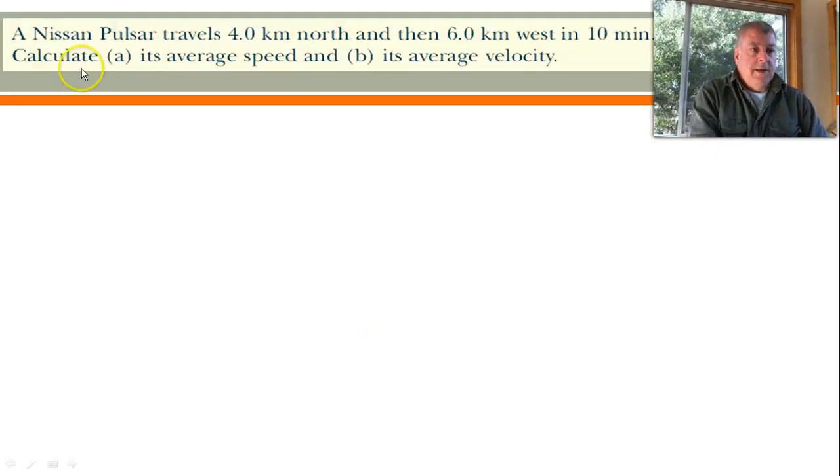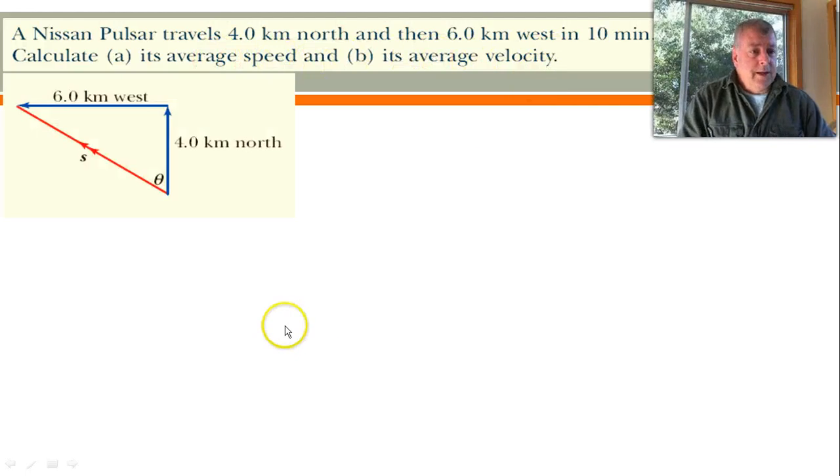Let's do another one. Here's a Nissan Pulsar. A long time ago I used to drive one of those, blew it up when it ran out of oil, or oil seal broke. This Nissan Pulsar is travelling 4 kilometers north and then 3 kilometers west in 10 minutes. That seems a bit fast to me. What's its average speed? What's its average velocity?